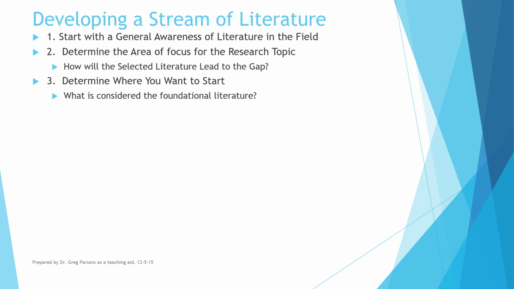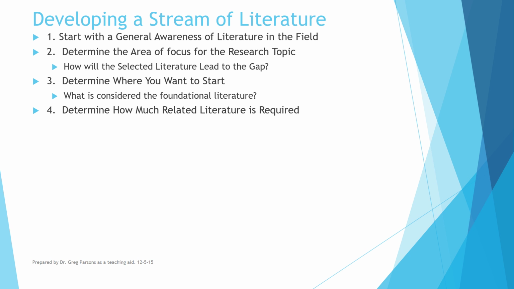What's considered the foundational literature? How far back do you want to go? Many of the topics dealt with in social sciences were discussed back in Greek times: the nature of leadership, the nature of quality, the nature of beauty. So a lot of things have been around for a long time, but you don't always want to start out with the ancient times. You want to find something that's really relevant to where you want to begin.